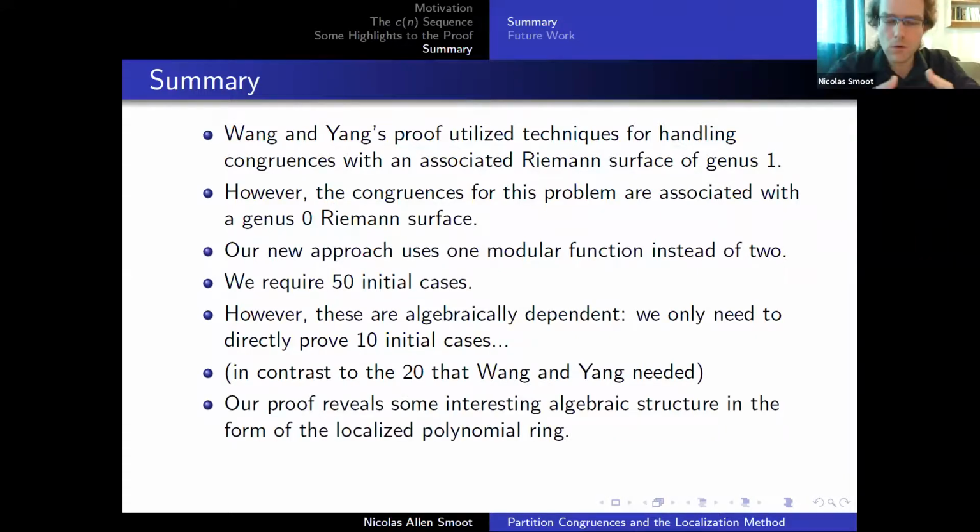We have this neat localized polynomial ring. It's a neat structure that, again, I think is not only unique, but I have a suspicion it can be used in other places. I've actually started looking at a few other problems that might be amenable to this technique. And finally, there's one additional very interesting problem.